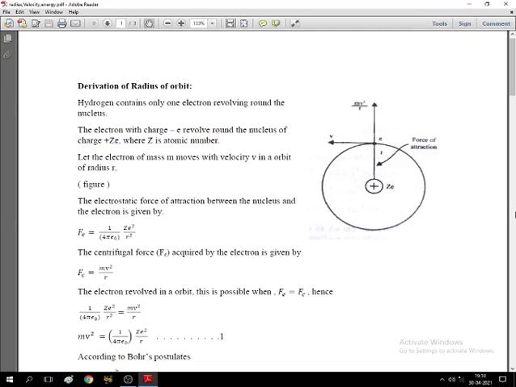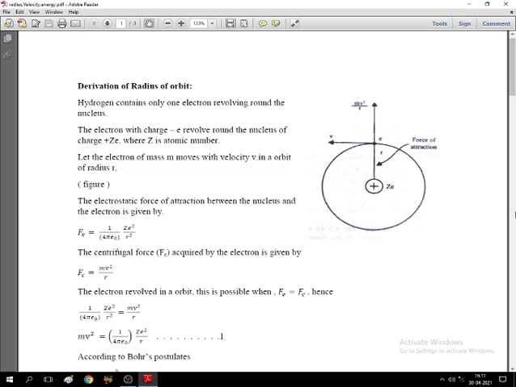Hello student, in this video we are going to learn the derivation of radius of orbit, expression for energy of electron in hydrogen atom, orbit of a hydrogen atom, then velocity of electron in an orbit. Now let us see the first point, that is derivation of radius of orbit.